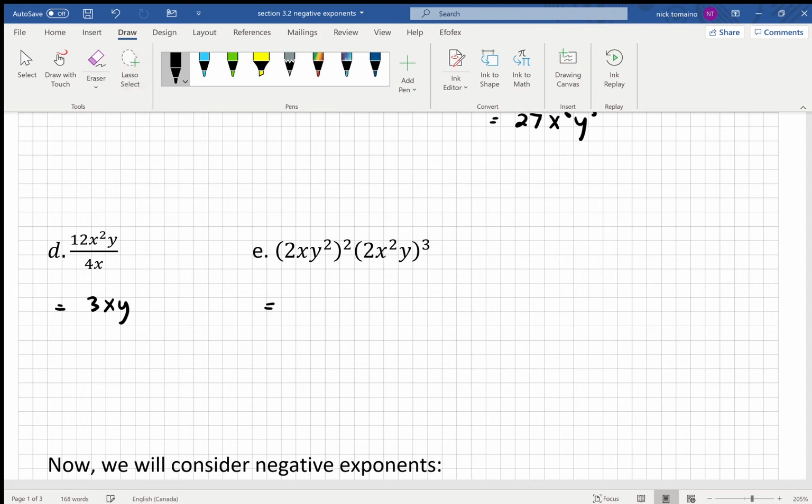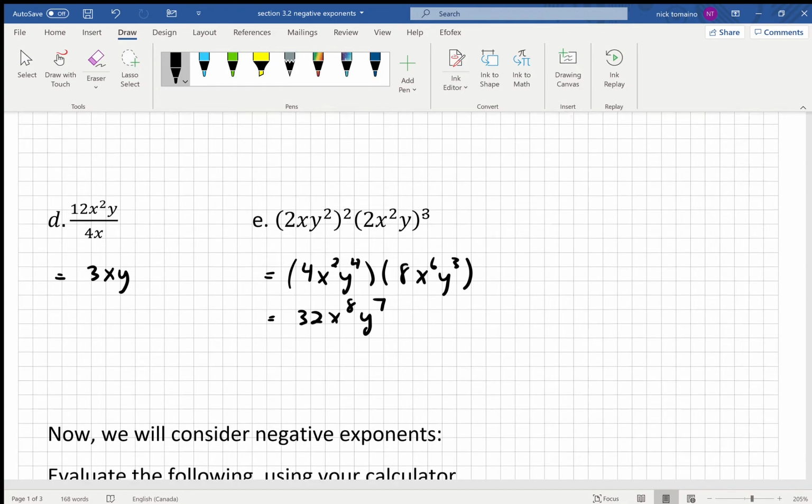Okay, and last one, a review. So this one here, we have sort of power of a power, so we're going to do it in a couple of steps. So the first one is, we're going to have 2 to the power 2, which is 4, x squared, y to the 4. And then we're going to have 2 cubed, which is 8, x to the 6, y to the 3. Okay, and then we're going to multiply, and we're going to get 32, x to the 8, y to the 7. Okay, good. So that was a review of grade 10.